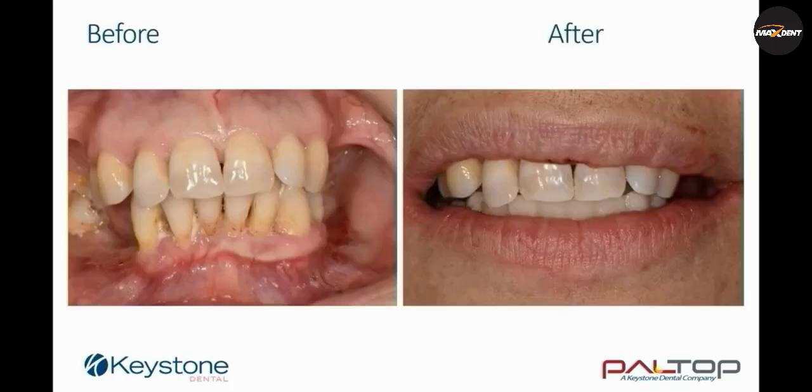Every computer-guided case has its challenge. In this case, a tissue-supported surgical guide would not have been stable. The manufacture of a bone-supported guide would have been extremely difficult, especially taking into consideration the bone reduction in the anterior segment.